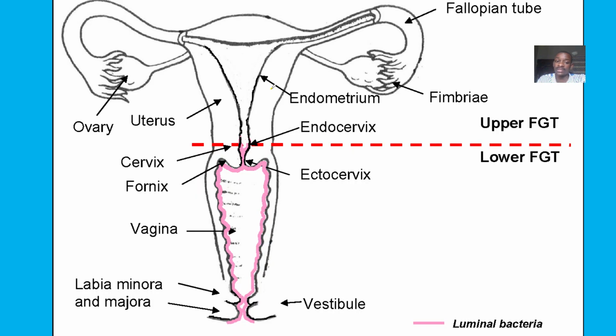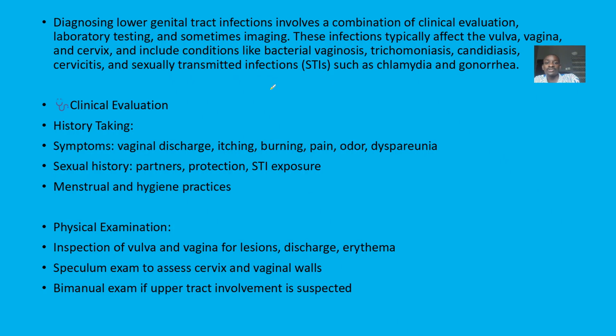So of course, if you divide the genitals like this, this level down, from the cervix to the vagina, then out on the vulva, that's basically the lower genital tract. It involves a combination of clinical evaluation. Clinical evaluation is history taking and physical examination. You're also asking the patient how they are feeling. The information you get from the patient will give you a clue about what their issue is, right?